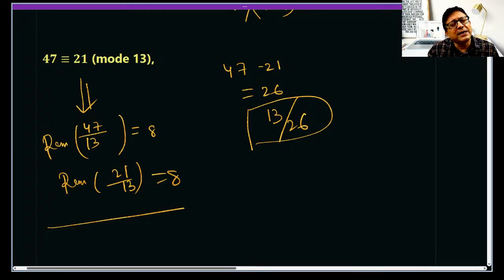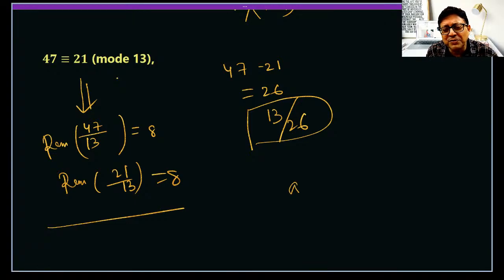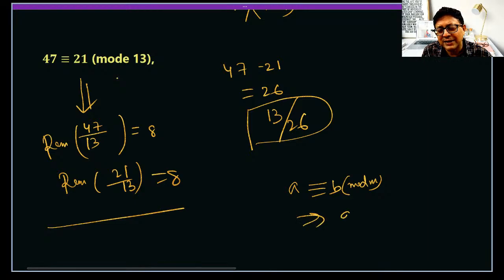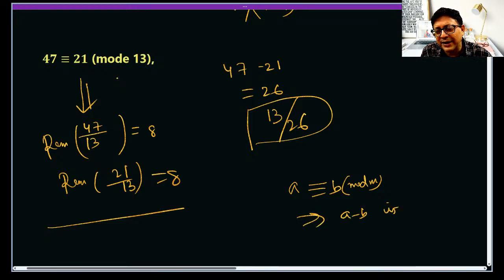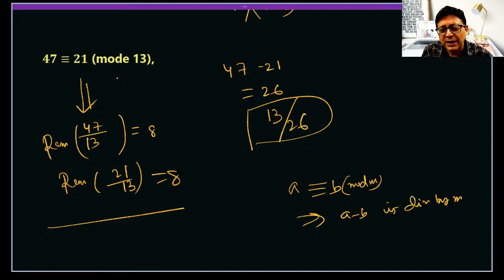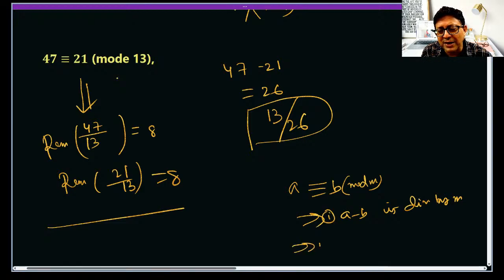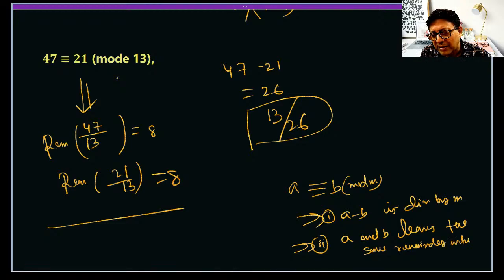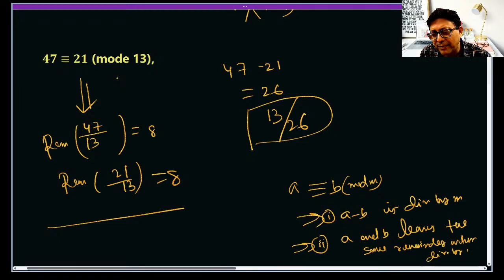So by now we will be remembering this thing, that A congruent with B mod M implies that A minus B is divisible by M. Also another implication is that A and B leave the same remainder when divided by M. Just keep this concept in your mind.